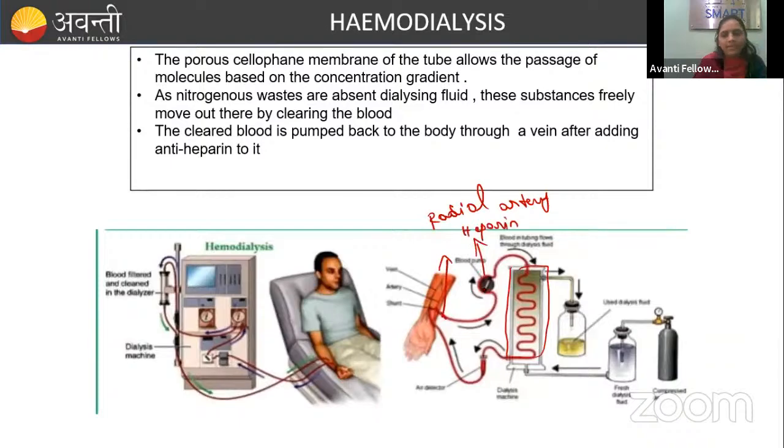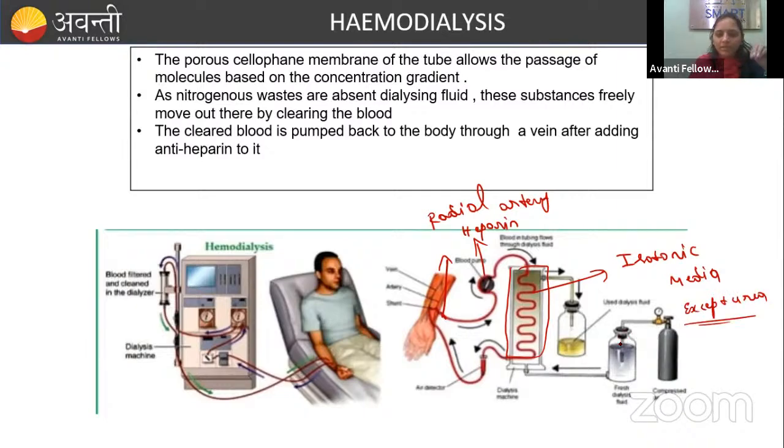Then they pass this blood through the cellophane tube to this fluid, where the fluid has a high concentration of all the things, but it is isotonic. This is an isotonic medium for all the electrolytes, except the urea. Okay, except urea. So now what will happen?